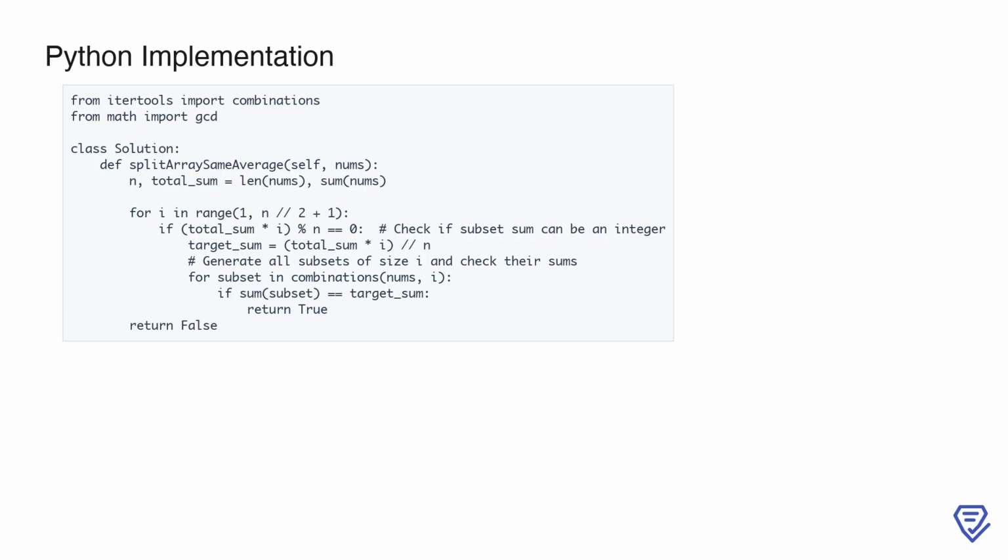For each subset size, the code checks if the sum of a potential subset, target_sum, is an integer by ensuring total_sum * i % n equals 0. If not, that subset size is skipped. If valid, the target_sum is computed as total_sum * i // n. Using itertools.combinations, all subsets of size i are generated and tested for their sum. If any subset matches target_sum, the function returns true, indicating that the array can be split into subsets with the same average. If no valid subsets are found after all iterations, the function returns false.